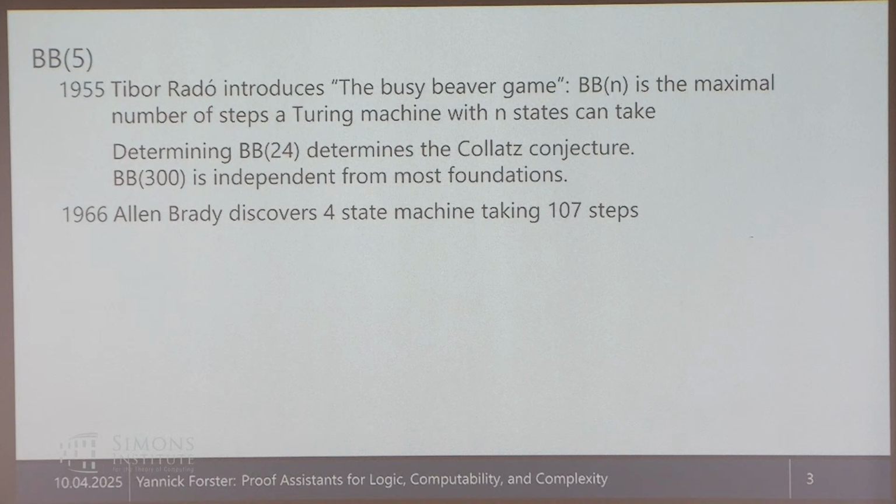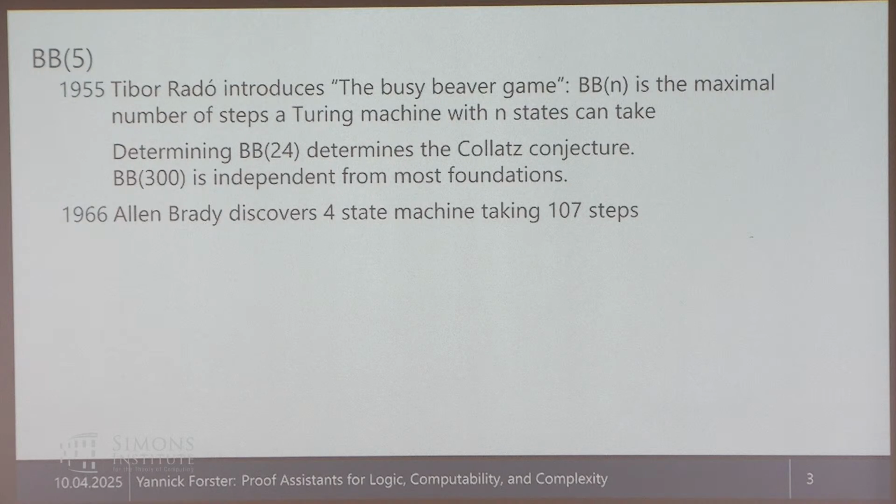I think the slides will go up at some point, and I will have a reference to this thing. If I remember correctly, this is not my work at all, we'll get to this in a second. If I remember correctly, the connection between BB24 and the Collatz conjecture is actually formalized in Lean. So there's a very precise answer to your question. I just don't know what the answer is.